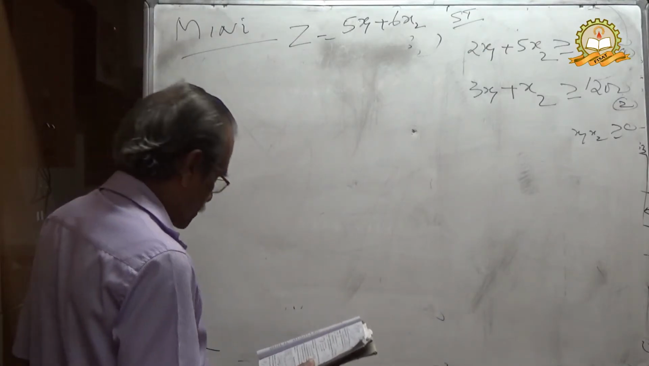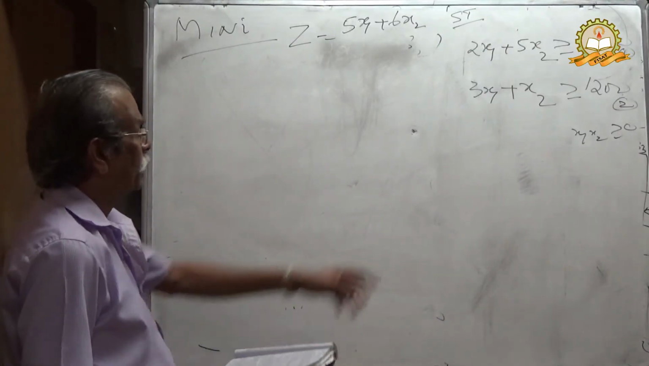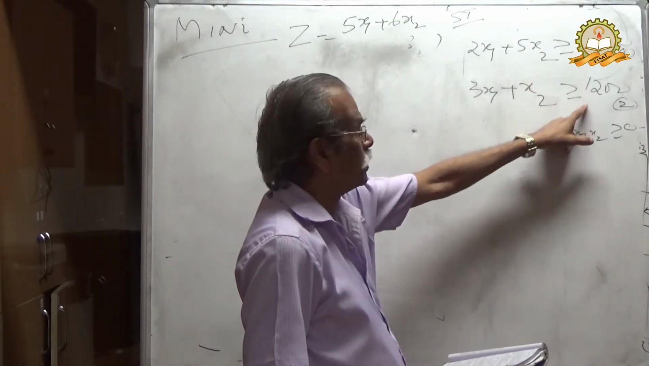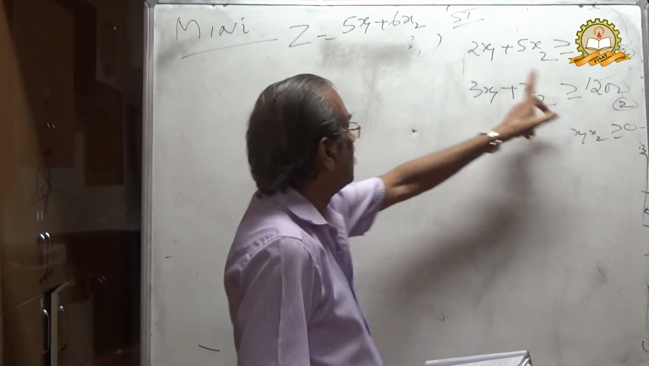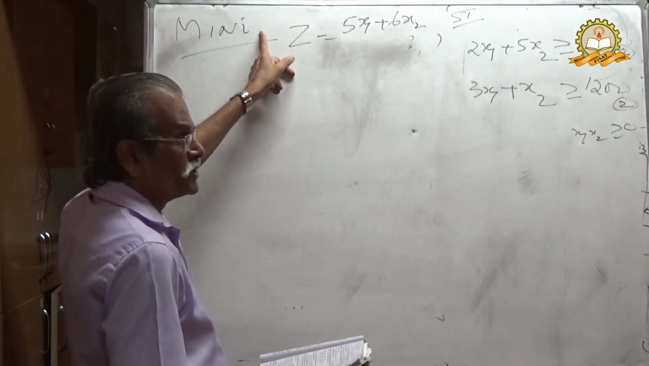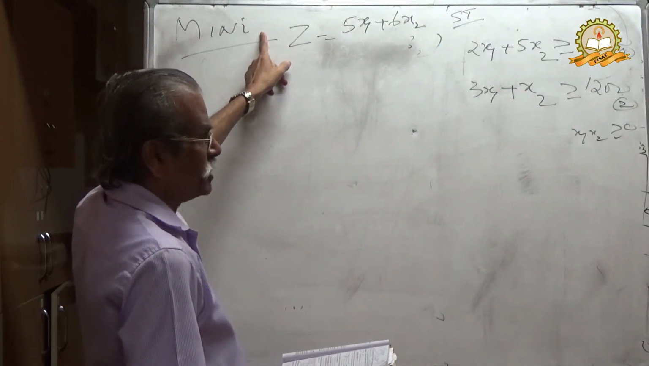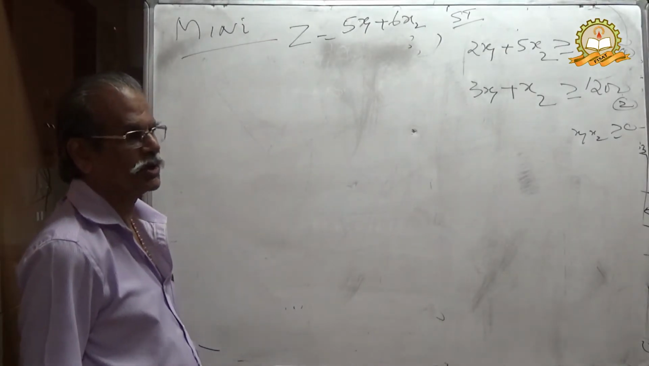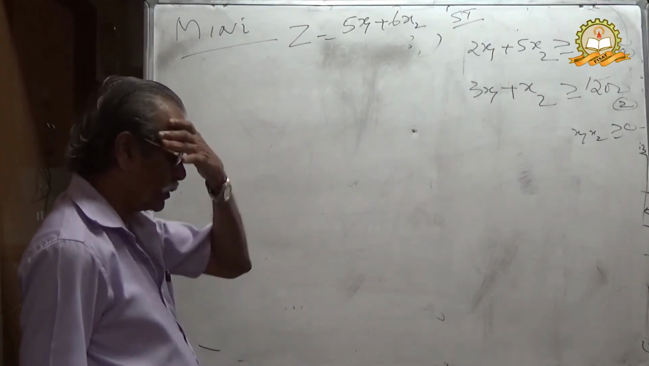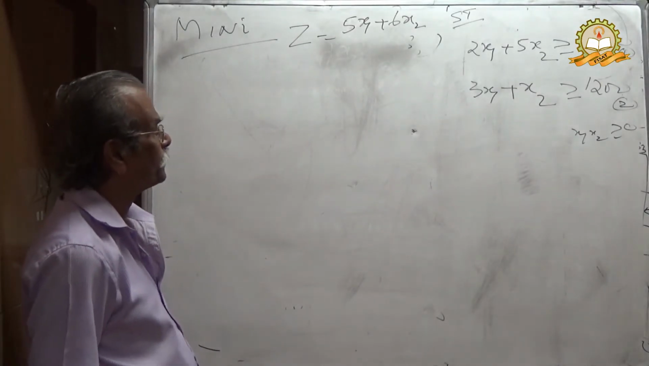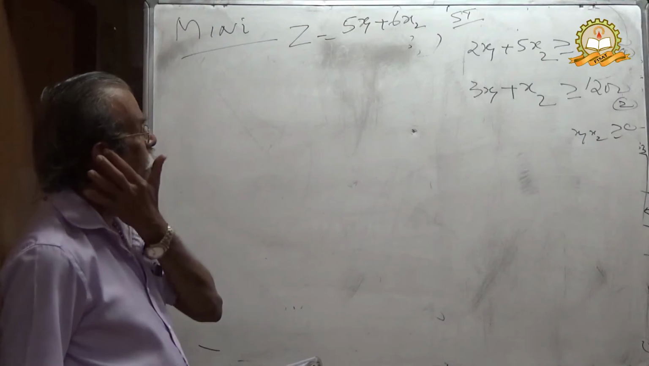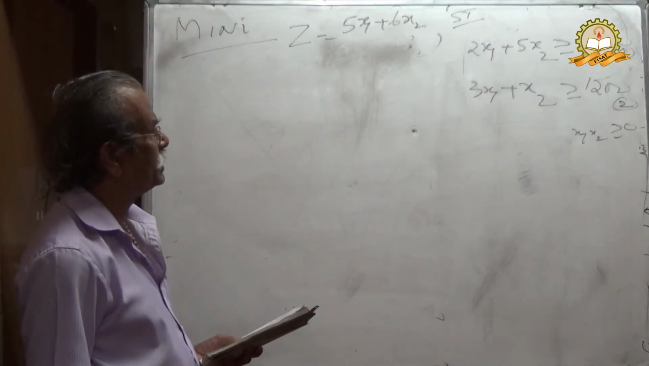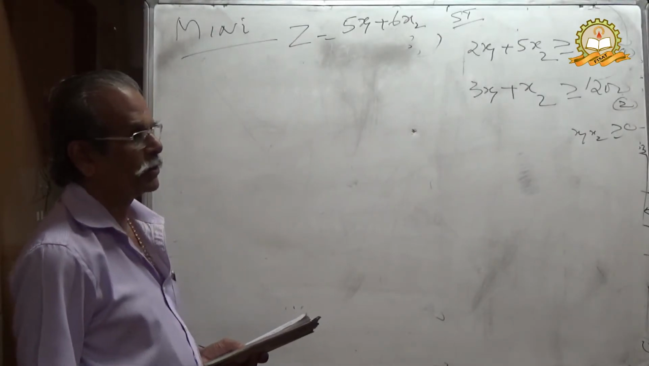Here you can see the right side of the inequality is positive. First step solved. And this is a minimization problem, to be converted into maximization. Then, both the inequalities are greater than or equal to.